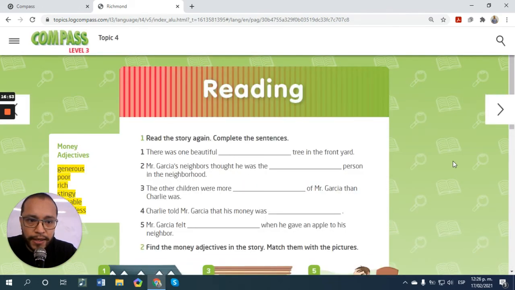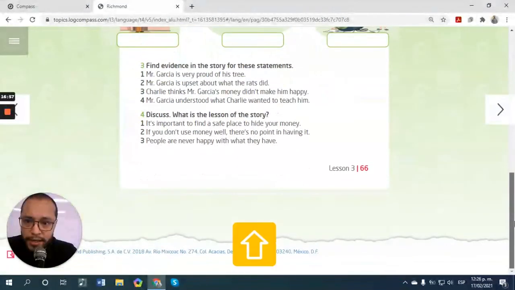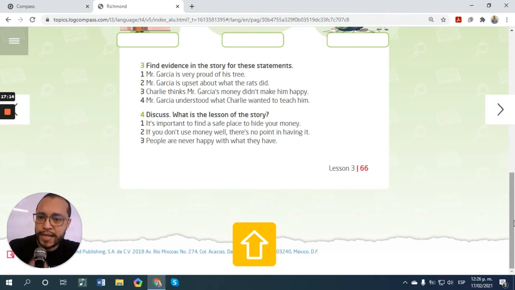Yes. Then, the last point, discuss what is the lesson of the story. It's important to find a safe place to hide your money? If you don't use your money well, there is no point in having it, or the people are never happy with what they have. In my opinion, the true message of this reading is the number 2. If you don't use the money well, there's no point in having it.